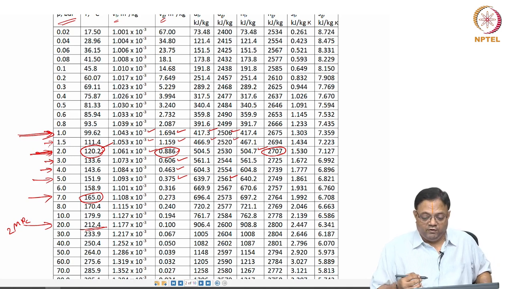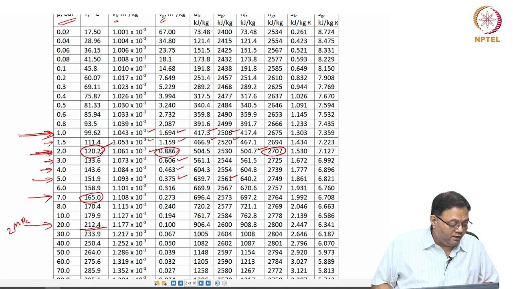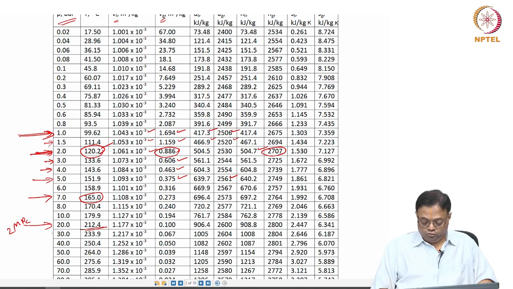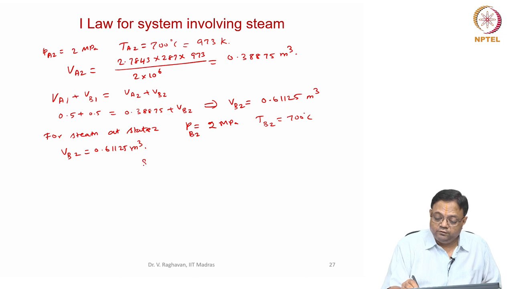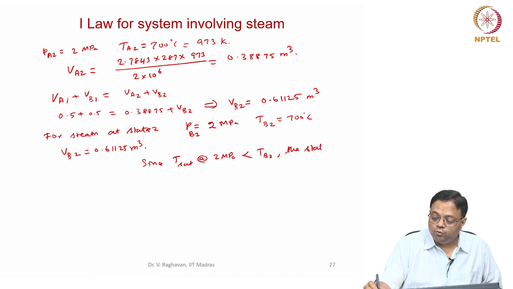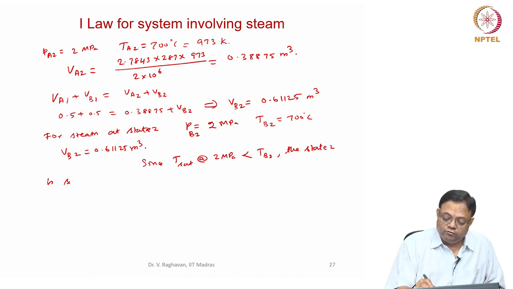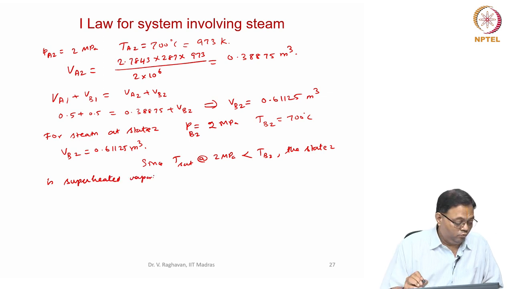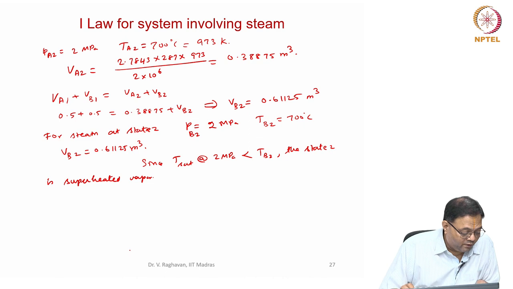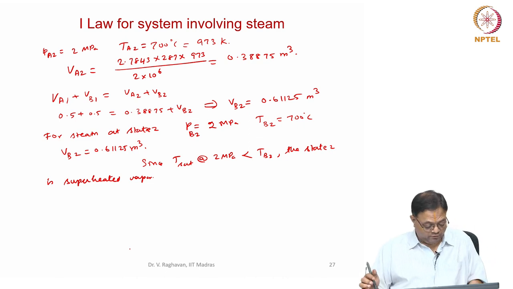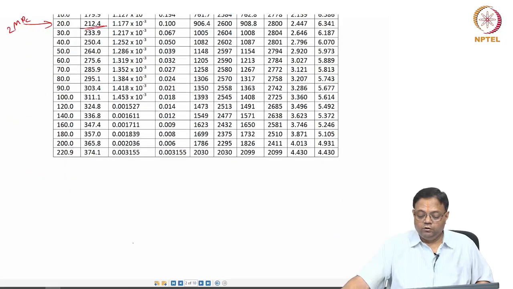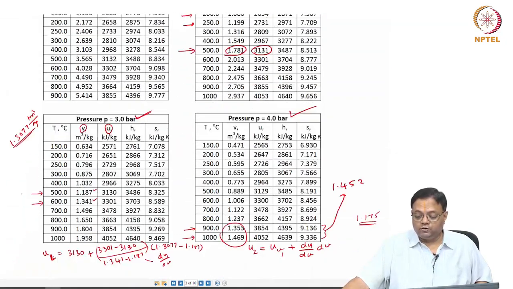But what is the temperature given? That is 700 degree centigrade. So the state should be superheated. Since T sat at 2 megapascals is less than T B2, the state 2 is superheated vapor. So I have to go to the superheated vapor tables for 20 bar.